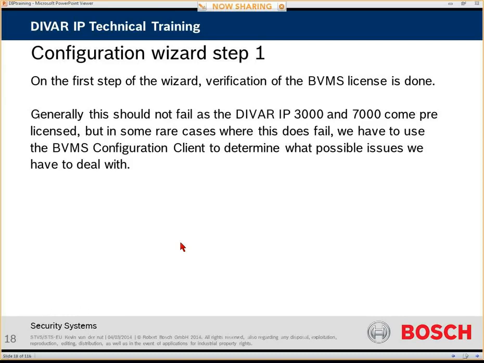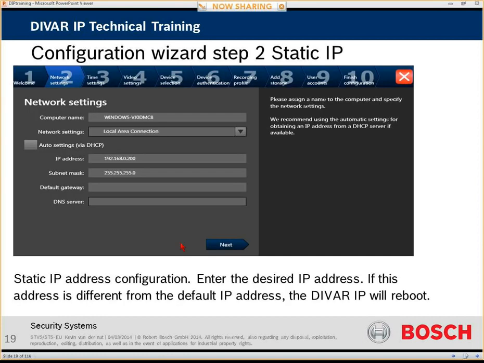So if we continue into actually setting up the system, we move to Configuration Wizard Step 2. This is the general screen you will always see, because the Divar IP always comes with the same pre-configured IP address, which is a static address. And as you'll see here, that is 192.168.0.200 with a /24 subnet mask.